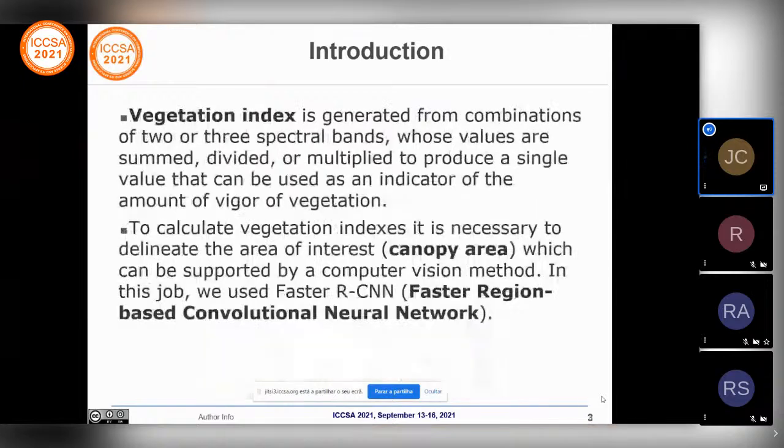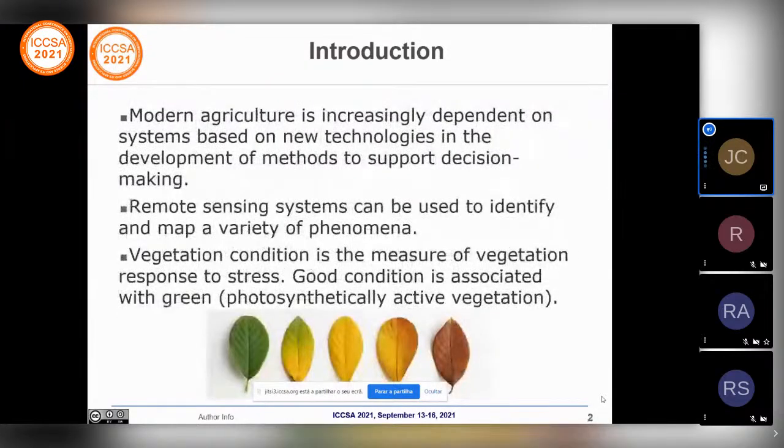Remote sensing systems can be used to identify and map a variety of phenomena, including small to large variations in characteristics, health, and condition of vegetation across the landscape. Vegetation condition is a measure of vegetation response to stress. Good condition is associated with green. Plants respond to stress by reducing chlorophyll activity and subsequently producing other pigments, as we see in this image.